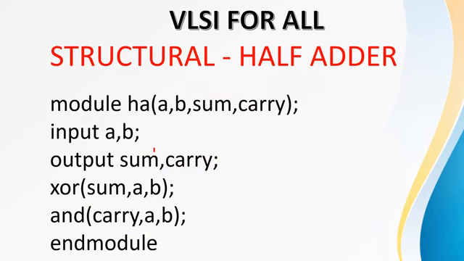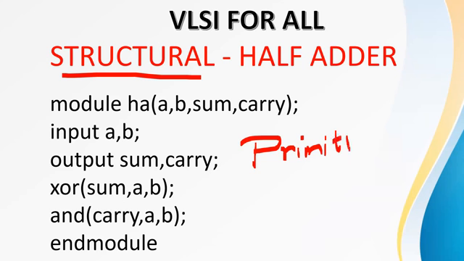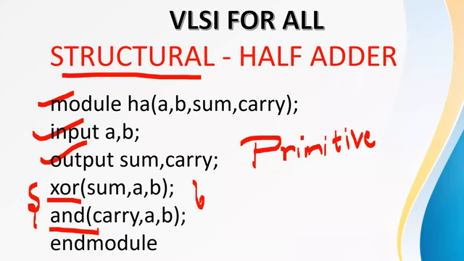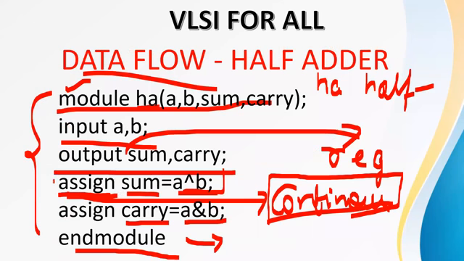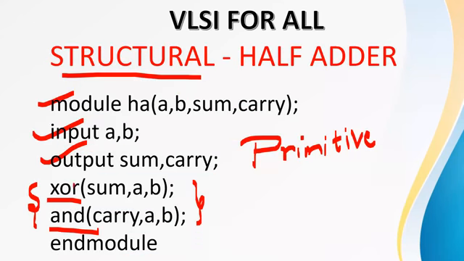Okay. Coming to structural. So what is structural? Structural is nothing but we use primitive gates. What does primitive mean? Primitive means XOR and AND. See, the module, input, output, both are the same. Everything is the same. Only these two are the differences we can observe in structural. Here we could observe only the assign statement as the difference. Here, XOR and AND is the difference, right?